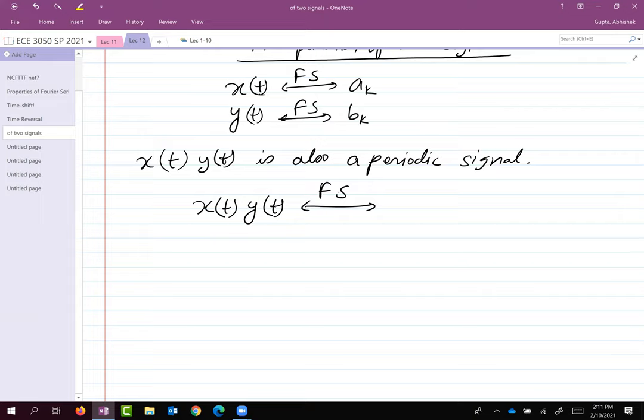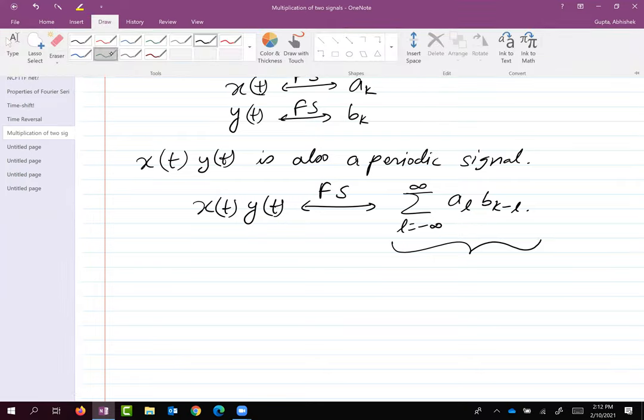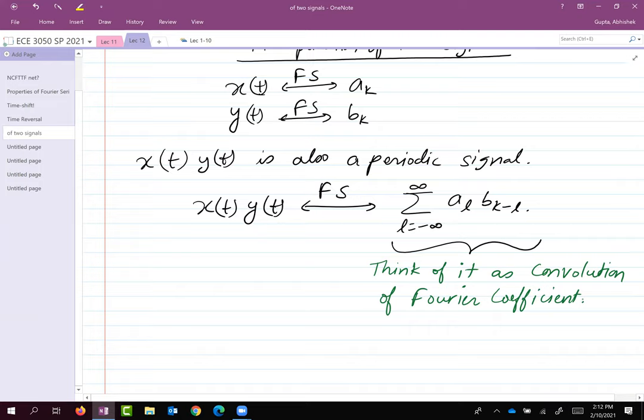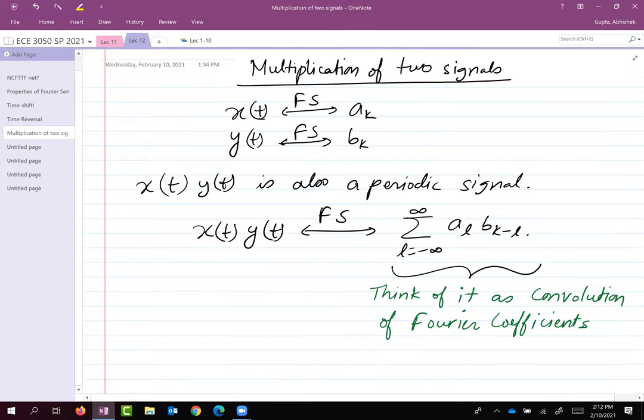So for x(t) times y(t), the Fourier series is given by the summation over l equals minus infinity to infinity of a_l b_(k minus l). You can think of it as a convolution of Fourier coefficients. This is the convolution in discrete time. Well, k is not time, but it's still a convolution operation. Any question on this?